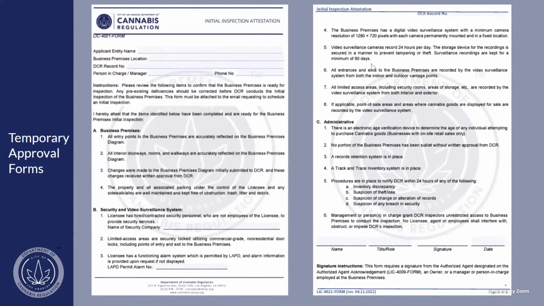And then we have the initial inspection attestation. Basically, it's giving you an overview of what DCR personnel will be looking at during the initial inspection, and you're attesting that you're ready for that initial inspection. If DCR personnel find any deficiencies during the initial inspection, you'll have an opportunity to cure those deficiencies and, if applicable, go through another inspection.